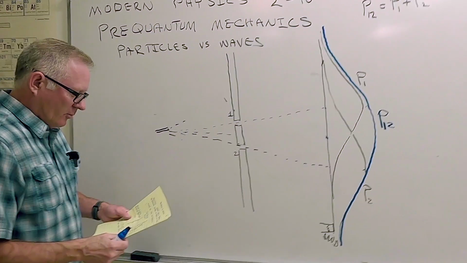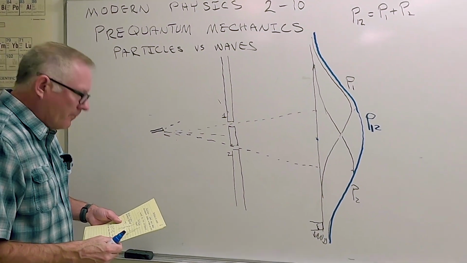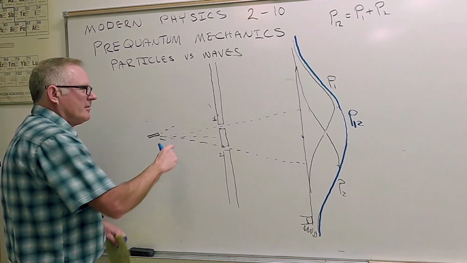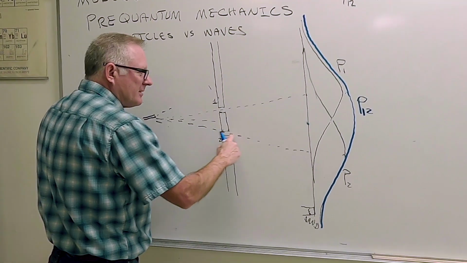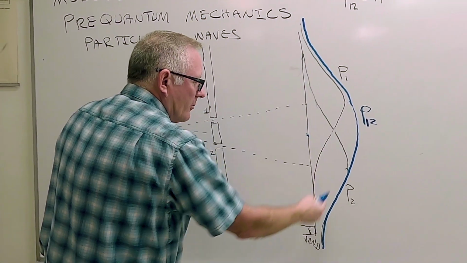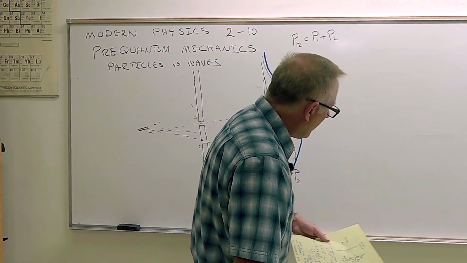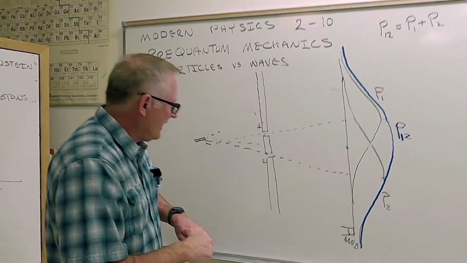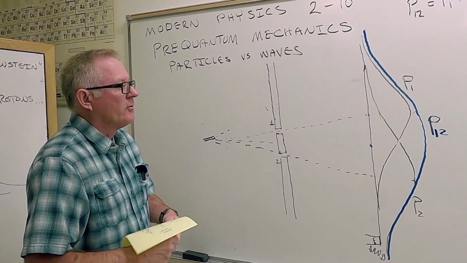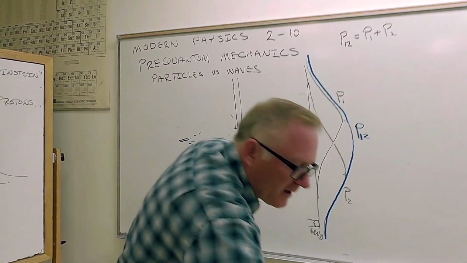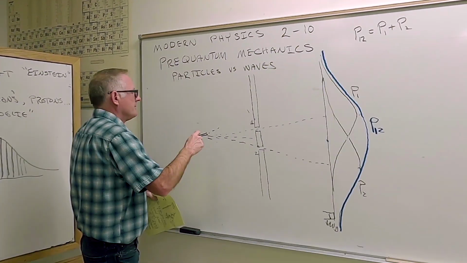Okay, so this is the way that particles act. You add the probability of going through this way plus the probability of going through that way, and that is the total probability of going through both. So we can also say the bullet either goes through hole 1 or it goes through hole 2. Okay, so this is particles. Let me just write over here. Particles.